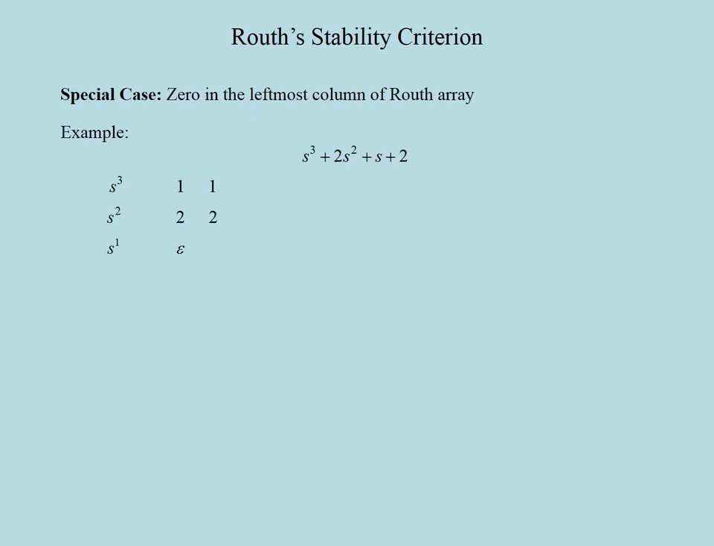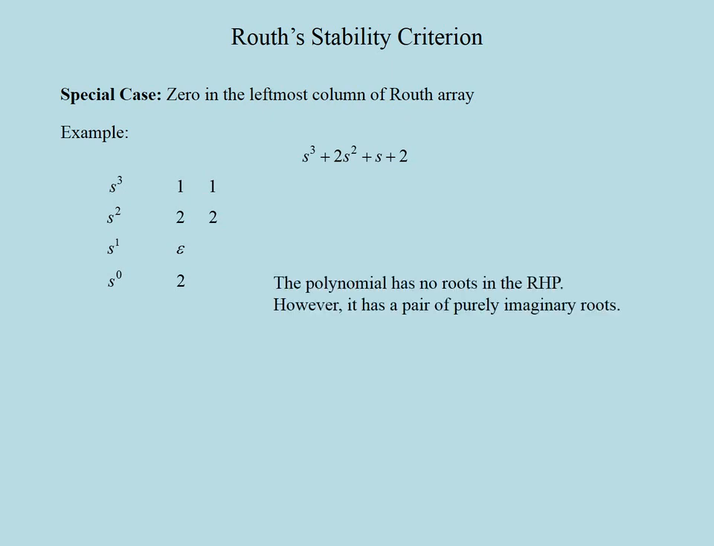So the element in the last column of the array will be 2. Now we observe in the leftmost column, if epsilon is negative, we have two sign changes, and for positive epsilon, there will be no sign changes. Since the roots of a polynomial vary with respect to its coefficients in a continuous way, we conclude that the roots must be on the imaginary axis for epsilon equals 0. That means the polynomial has no roots in the right half plane. However, it has a pair of purely imaginary roots.